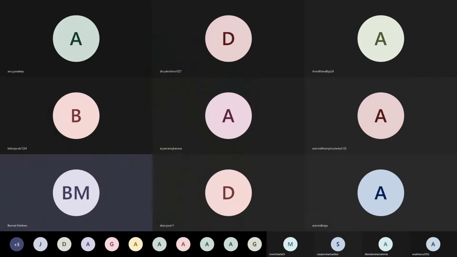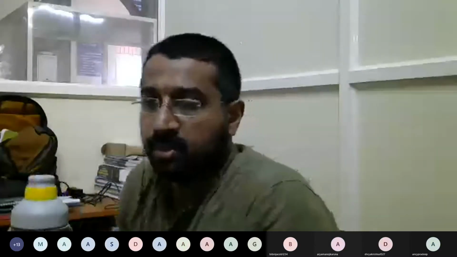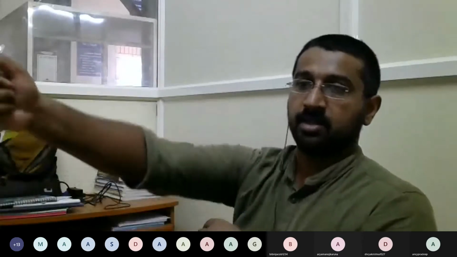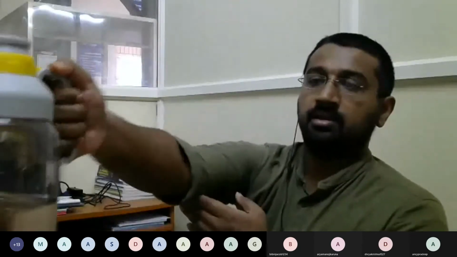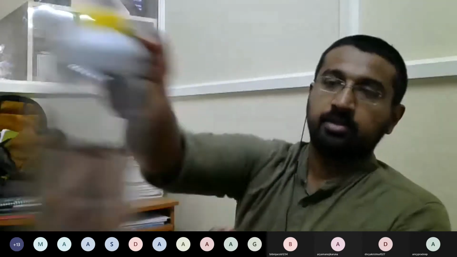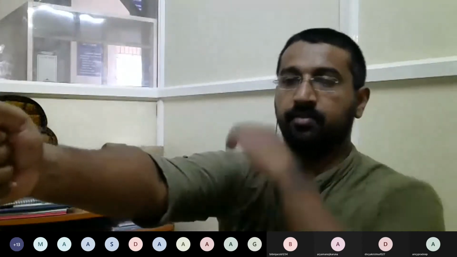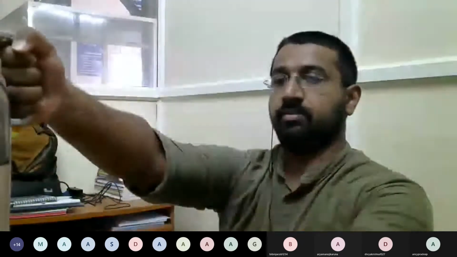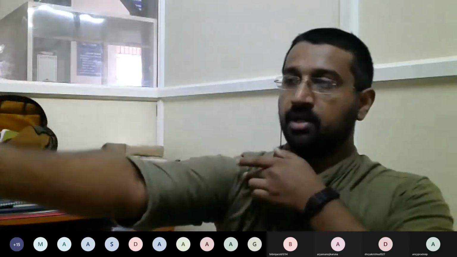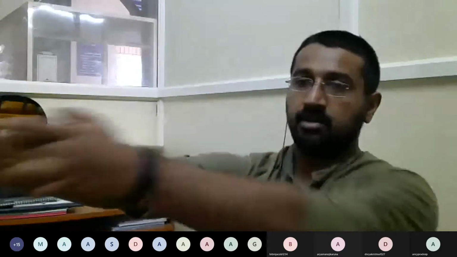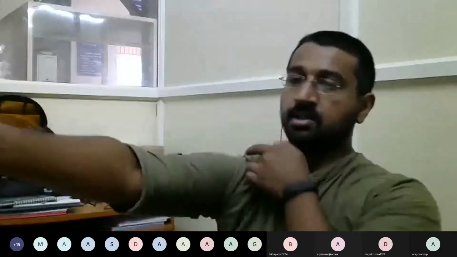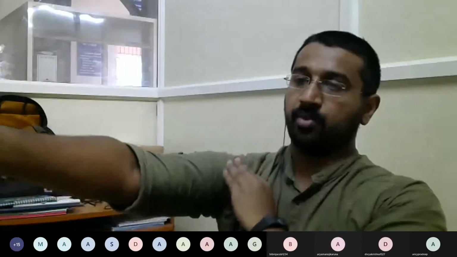So last class we were discussing moments. Moments are force into distance. Take one illustrative example. This is a bottle of water, a big 10 liter bottle. If I hold this water like this, the water's weight is acting downward. The perpendicular distance is less. The straight line and the perpendicular. So this force into this distance is the moment at this point.